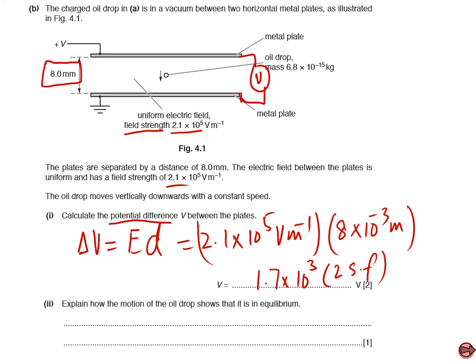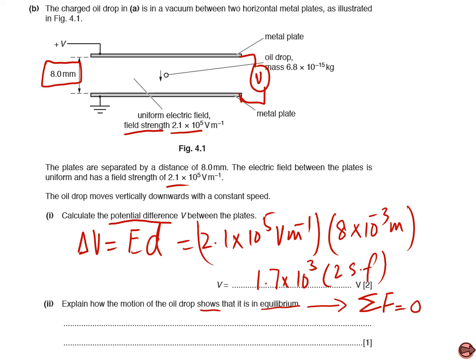Now let's proceed to B2, the second part. The question is asking us to explain how the motion of the oil drop shows that it is in equilibrium. So first thing we need to understand is the condition for equilibrium. A condition for equilibrium is that the resultant force, or simply the net force, has to be equal to 0. So sigma F has to be equal to 0.